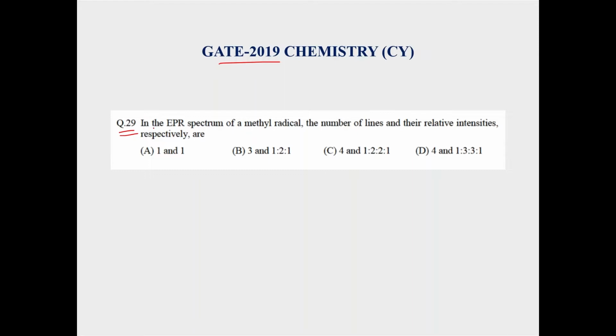The question is: in the EPR spectrum of a methyl radical, the number of lines and their relative intensities respectively are? Option A, 1 and 1. Option B, 3 and 1:2:1. Option C, 4 and 1:2:2:1. Option D, 4 and 1:3:3:1.